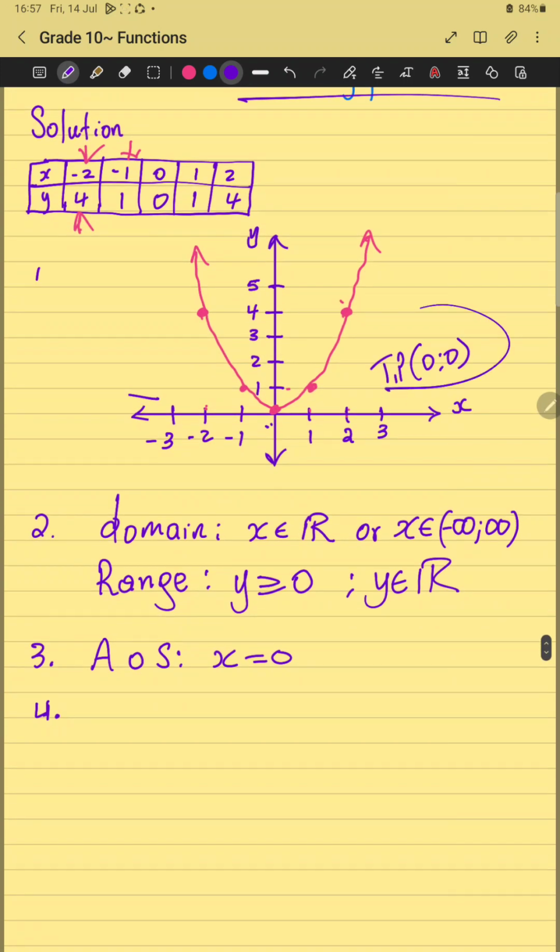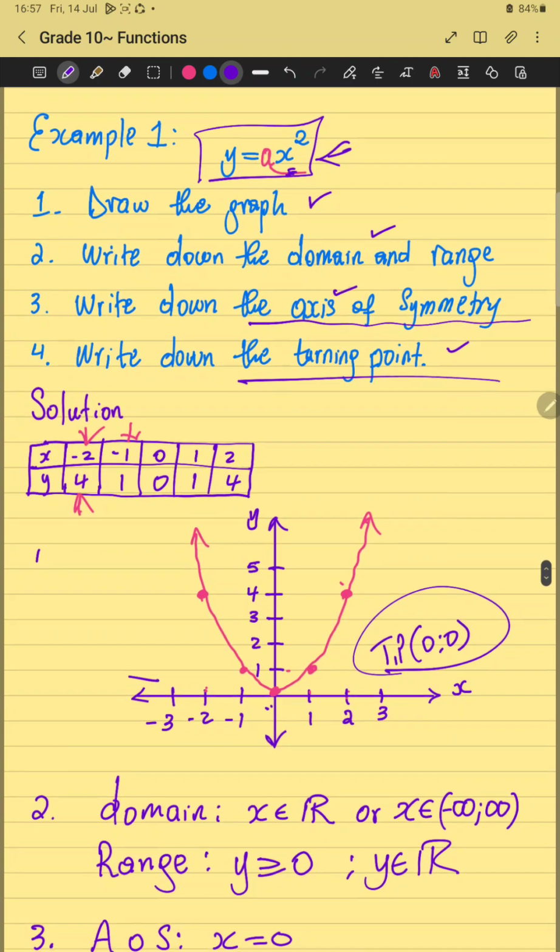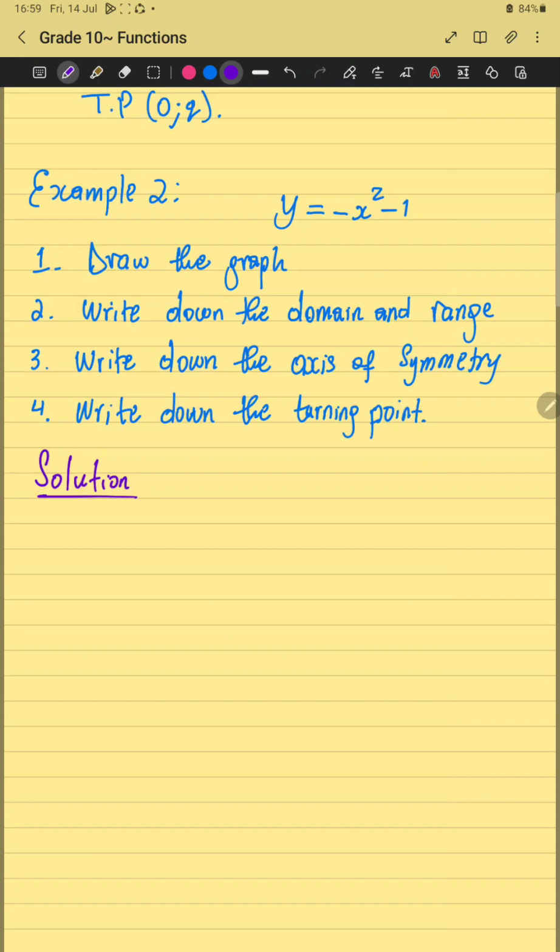I already analyzed that part, that the turning point is (0, 0). So we're done now answering all these questions. All right, now in this example, I'm taking example 2, and I'll be using the same questions, but the difference is that the equation is not the same as that one.